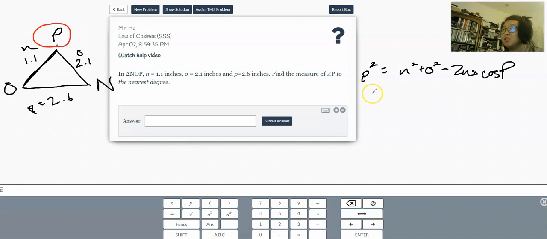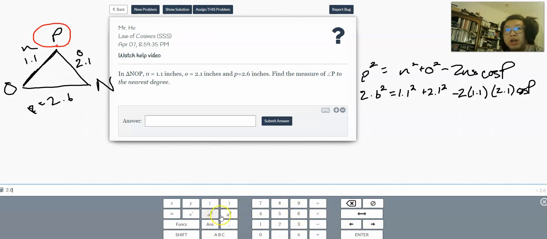So p is 2.6. Okay, nice. We've got n as 1.1. We've got o as 2.1. And we've got minus 2 times 1.1 times 2.1 cosine big P. All right, we don't know what that is still. So all of this stuff hopefully looks like I just plugged in and took what I needed from the problem prompt and my triangle and plopped them where I needed to put them. Okay. This is where having a calculator will come in handy. So now let's go ahead and do that.